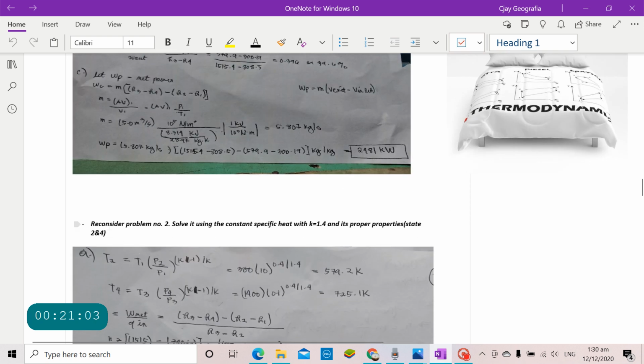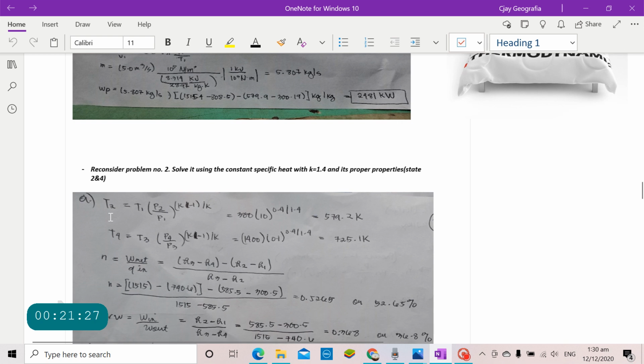And then, this is problem 3. Consider problem number 2. Solve that using constant specific heat with k equal to 1.4. This is our constant specific heat, and its properties at states 2 and 4.